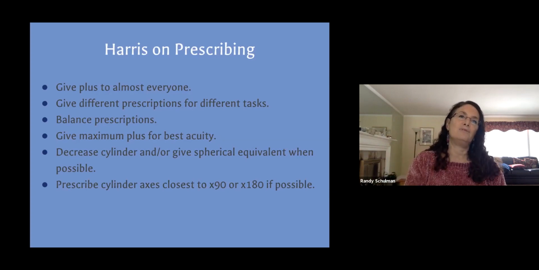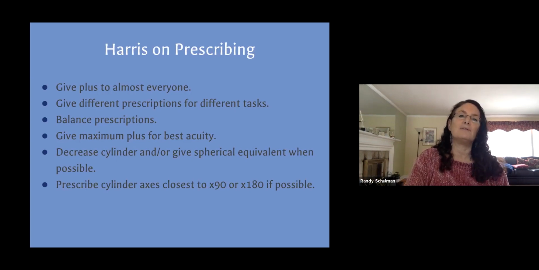I mean, if they're going to be on the computer for hours a day, they shouldn't be in the minus. Even if their accommodation's wonderful and they're in their 20s, why would you have somebody that's on a computer 8 to 10 hours wearing their -3 lenses? Give them a -2.50, or give them something that will give them a good acuity, but also good comfort.